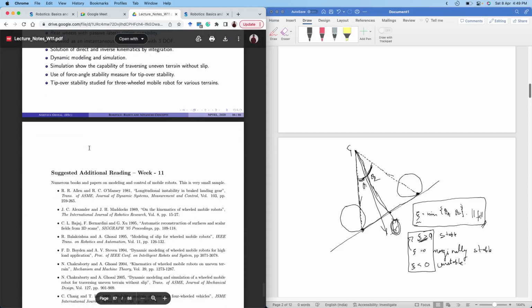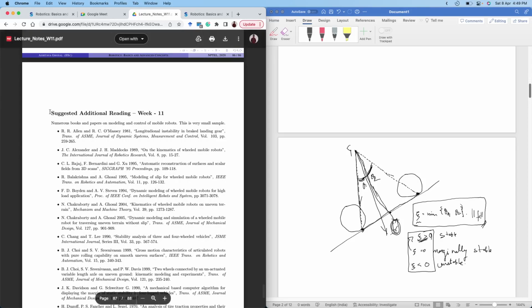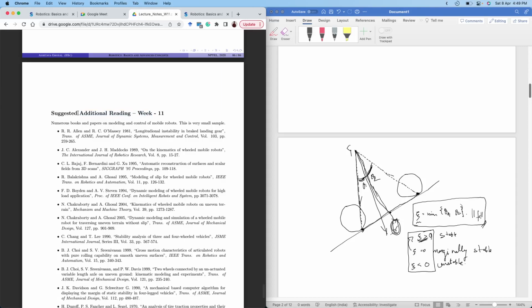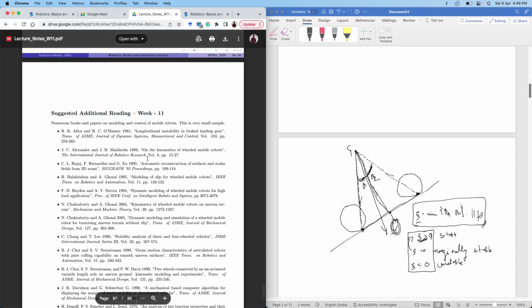And then, as always, I would highly suggest going through some of these additional reading materials if you want to get a better understanding of this particular topic. Okay, so I think I will end the session here.